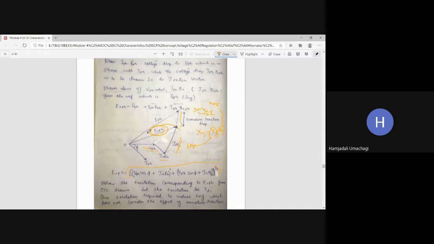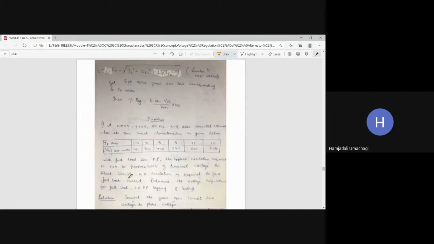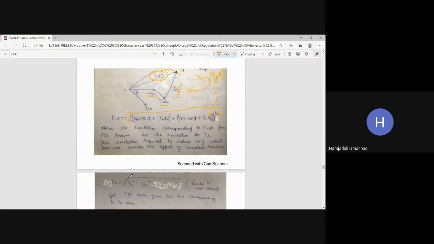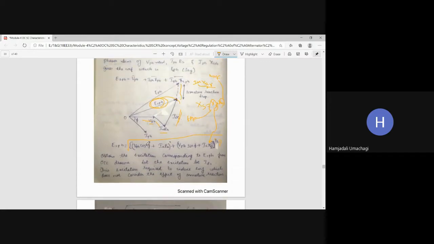So now this will be having only V phase, I RA, XL. Here I have taken only the XL component. So this XL is an EMF quantity. If I get this E1 phase value, corresponding to this E1 phase value, you should get the value of IF1 using the OCC only. Obtain the excitation corresponding to E1 phase from the OCC drawn. Let the excitation be IF1.